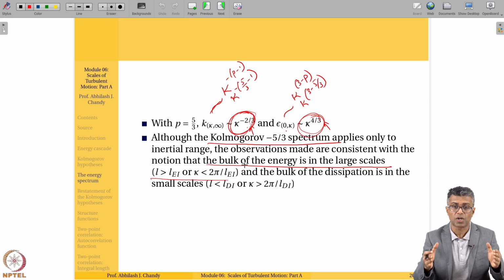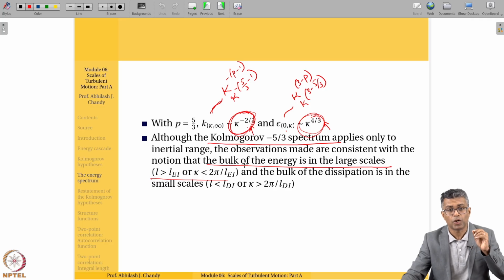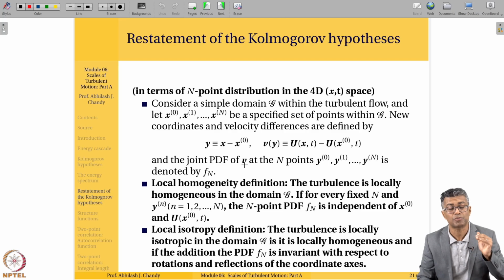So that completes what we wanted to talk about in terms of the Kolmogorov spectrum. Now, what we will do is we will restate the Kolmogorov hypothesis in terms of the probability distribution function, the PDF. This is just a restatement of the Kolmogorov hypothesis in terms of the endpoint distribution in 4D space. What is the 4D space? 3 spatial and 1 temporal. So x and t, where x is a vector, so that you have x1, x2, x3 and then time, so that makes it a 4D space.